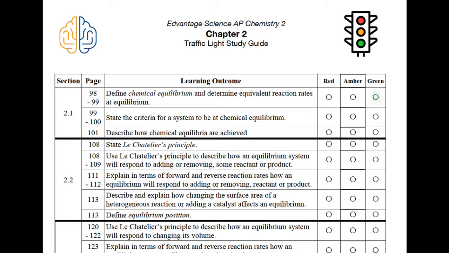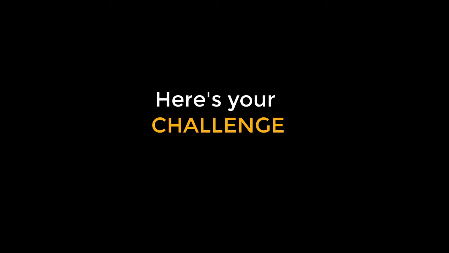If you fill in green, it indicates that you have completely achieved this learning outcome, or that your answer to the "can I" question is yes. So remember, if you complete the Traffic Light Study Guide honestly, it can be a useful guide for helping you in your test preparation. Now here's your challenge.